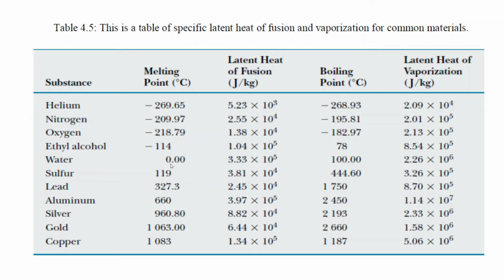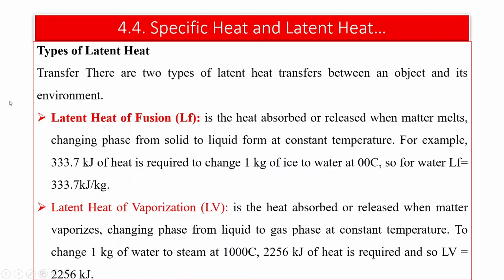Okay, so there are types of latent heat. There are two common types of latent heat transfer. The first one is latent heat of fusion. The second one is latent heat of vaporization. Latent heat of fusion is heat absorbed or released when matter melts, changing phase from solid to liquid form at a constant temperature. For example, to change 1 kilogram of ice to water at 0 degrees Celsius, we need about 330 kilojoules.